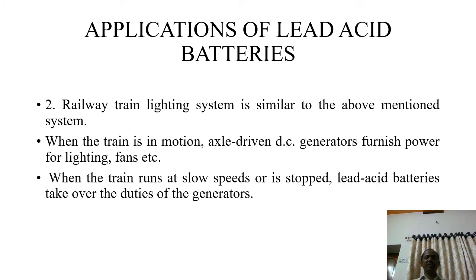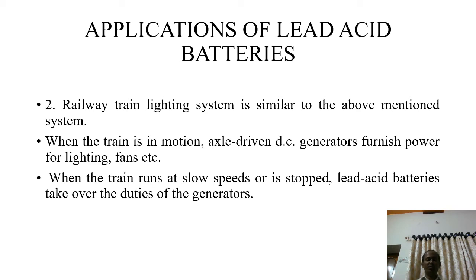The second application of lead acid battery is the railway train lighting system, which is similar to the above mentioned system. When the train is in motion, axle driven DC generators furnish power for lighting and fans. When the train runs at slow speeds or is stopped, lead acid batteries take over the duties of the generators.